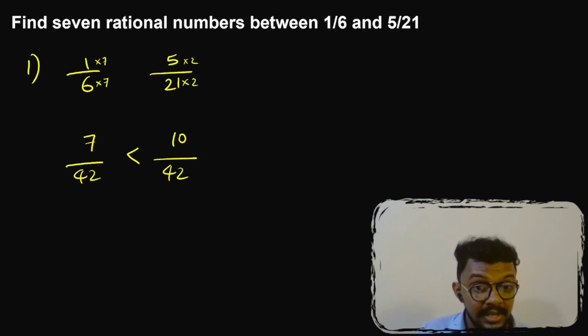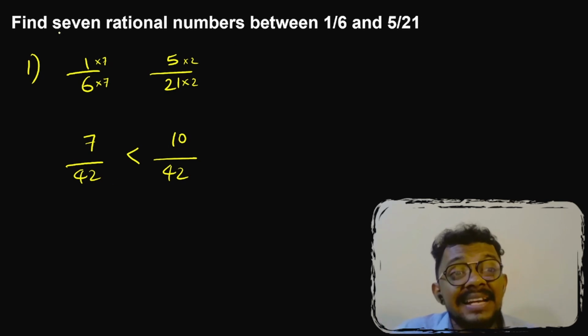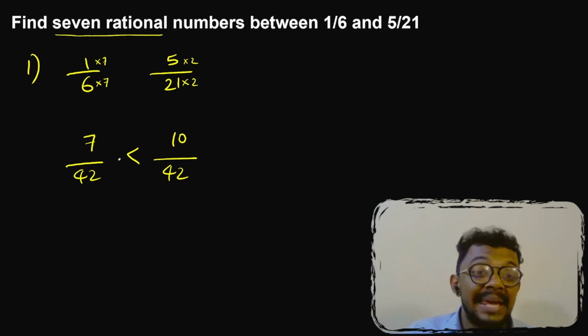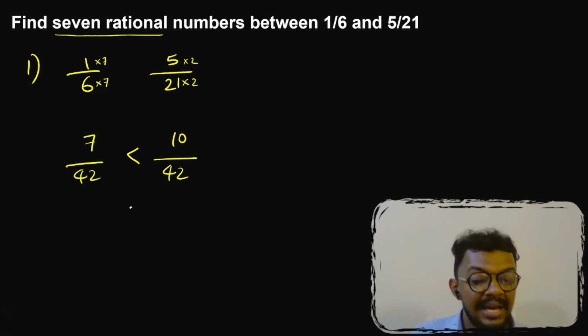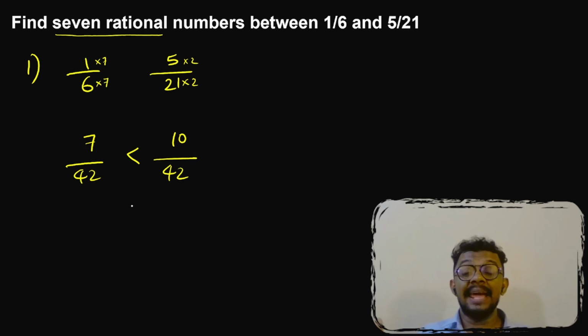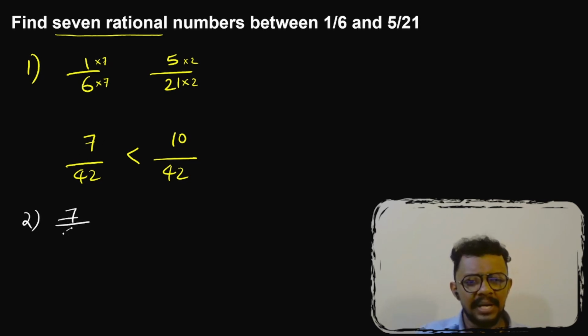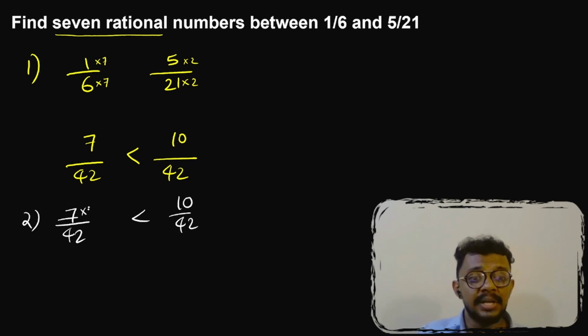Now what? I need 7 rational numbers between them. Okay, I'm making it simpler and cooler. I don't want just 7, I'm going to find more, like 80 rationals between them. How? Step number 2, multiply the same number in the numerator as well as the denominator. 7 by 42 and 10 by 42, multiply 100 in the numerator as well as the denominator. As I said, any number is fine.